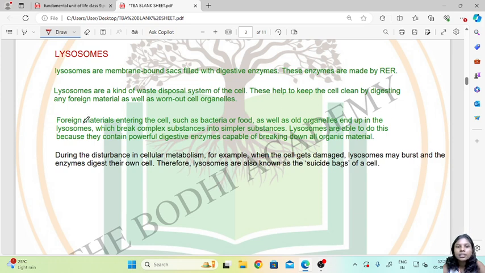So any material that is not supposed to be present in the cell, say any kind of bacteria or any kind of food material that has reached there, everything ends up in these lysosomes, which break complex substances into simpler substances. So these lysosomes break down whatever complex substances are there into simpler substances. Lysosomes are able to do this because they contain powerful digestive enzymes which are capable of breaking down all organic material. So why only lysosomes? Because they have these powerful digestive enzymes which are able to break down all the organic material.